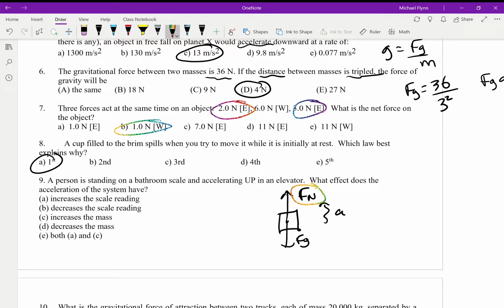This normal force changes when you're in an elevator. Now, when you're accelerating up, the normal force increases because it has to be bigger than gravity. But if you're accelerating down, the normal force decreases. So this time you're accelerating up. So therefore, the scale reading, and this is what the scale reads, the scale reading will increase. So the answer is A.